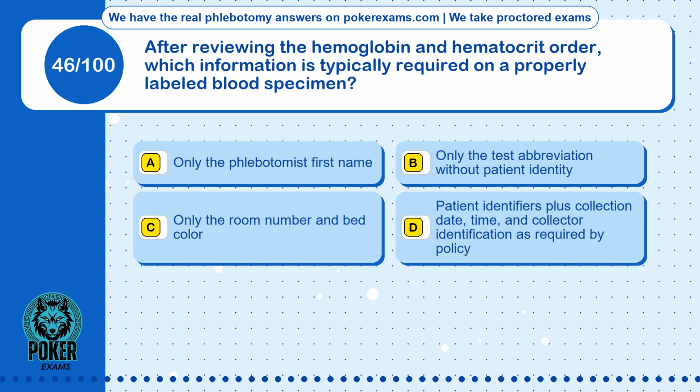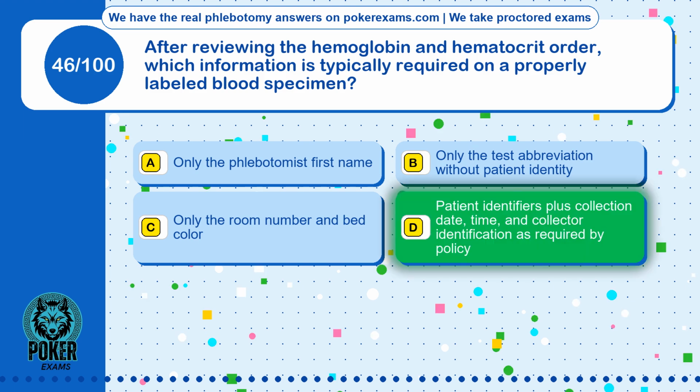Question 46. After reviewing the hemoglobin and hematocrit order, which information is typically required on a properly labeled blood specimen? Option A. Only the phlebotomist first name. Option B. Only the test abbreviation without patient identity. Option C. Only the room number and bed color. Option D. Patient identifiers plus collection date, time, and collector identification as required by policy.